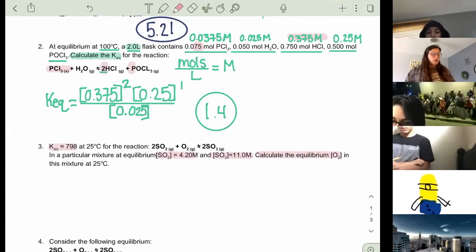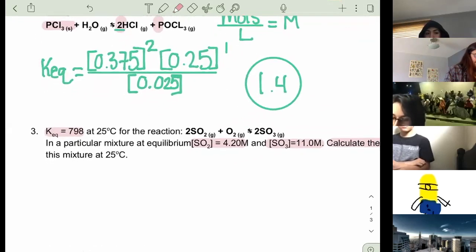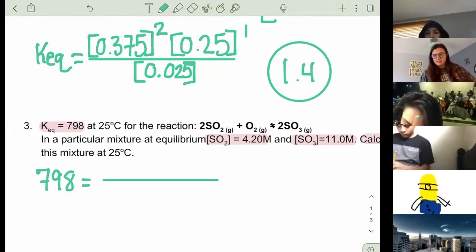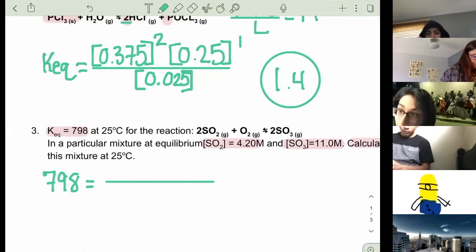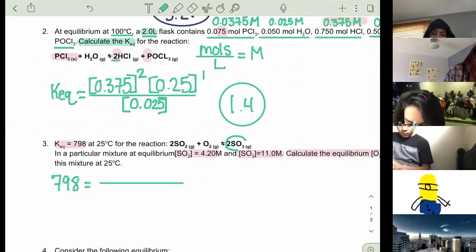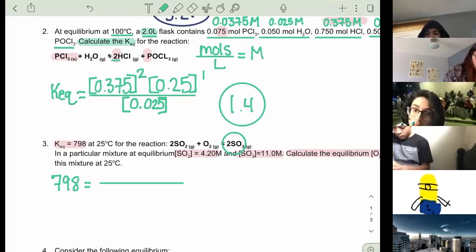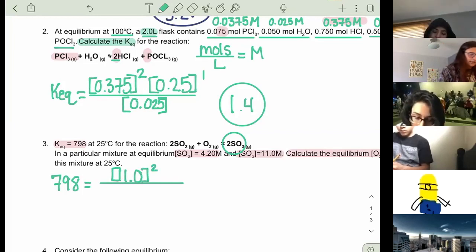So this is where a little algebra comes in. Promise you're gonna do great. All right, so we go ahead and we set up our value. 798 is equal to, remember, the concentration of our products divided by the concentration of our reactants, okay? So our product in this reaction has a coefficient of 2, which means it's going to be to the power of 2, okay? So our concentration for sulfur trioxide is 11 squared. That's kind of hard to see that 11, sorry.